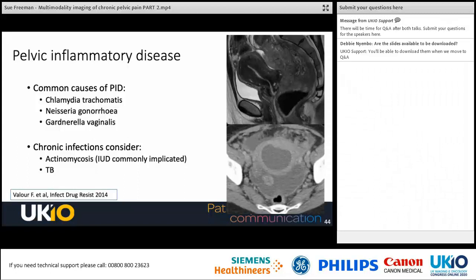Don't forget tuberculosis, and this CT image at the bottom demonstrates a fluid-filled distended uterine cavity secondary to TB endometritis. There is ascites and peritoneal enhancement consistent with peritonitis. So you can see how both of these cases could be mistaken for malignancy, and it's important that as radiologists we keep an open mind and consider the presence of chronic infections in our diagnosis.